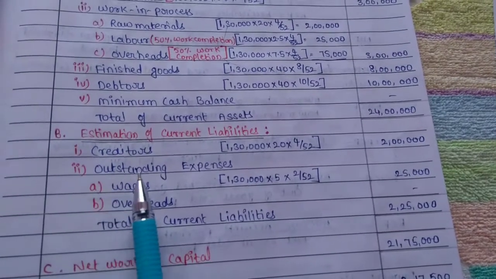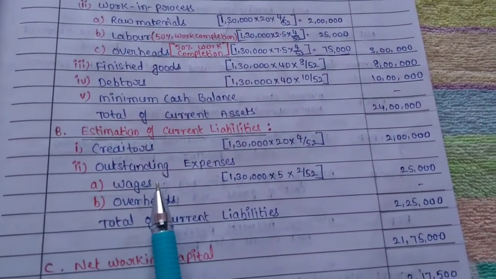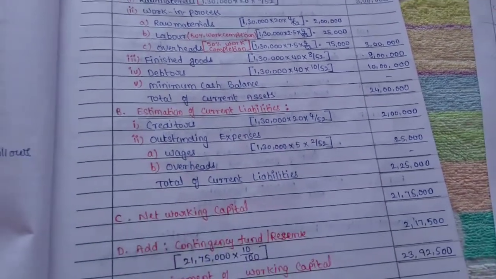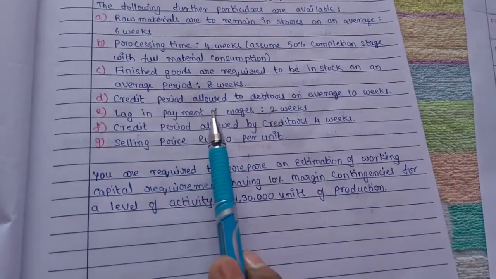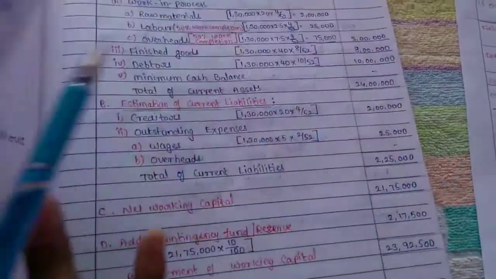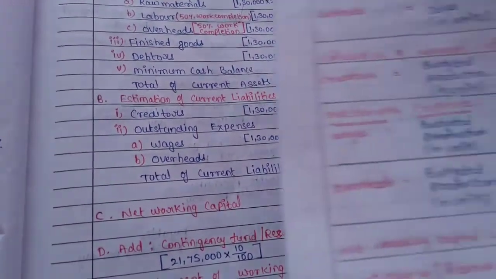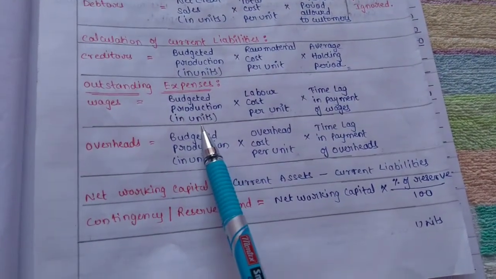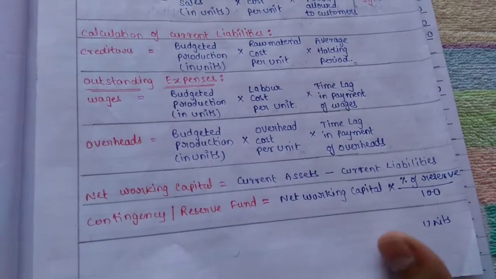Now outstanding expenses. See here, in the outstanding expenses, the information is given about only wages. There is a delay or time lag in payment of wages. Lag in payment of wages is 2 weeks. Now there are 2 weeks of delay in the payment of wages. Now look at the formula. Budgeted production in units into labor cost per unit into time lag in payment of wages.